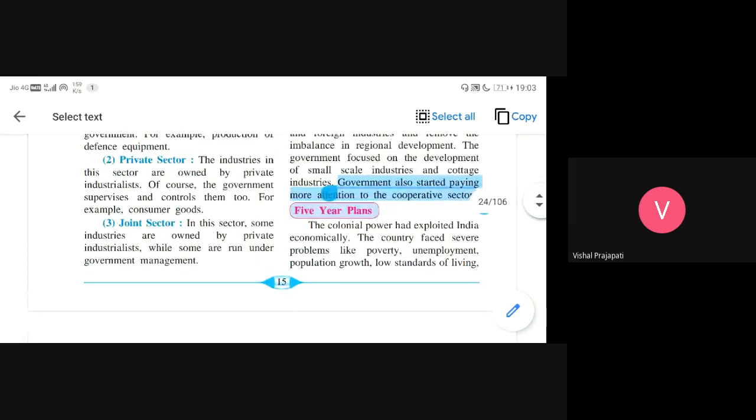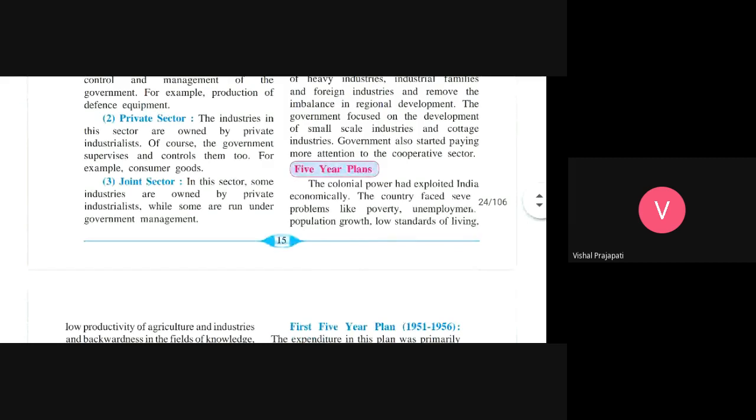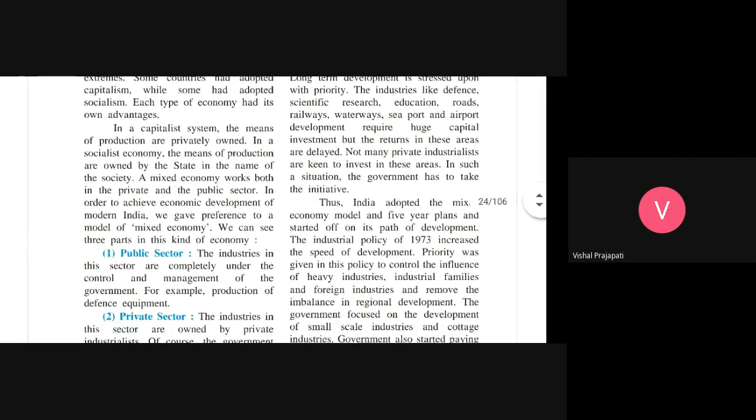Second comes the private sector. Basically there are private players too in it, and private players can start their own businesses in the country. And the third one was the joint sector. It comprises industries owned by a private industrialist, while some are run under government management, right? So this is the case with the mixed type economy and its three parts.